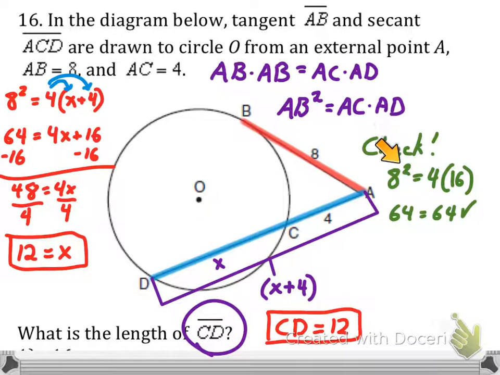Now I want to check that. Now to quickly check that, if CD is 12, then I know the whole length of the line segment is 16. So 8 squared must equal 4, which is the outside, times the whole length of the line segment, 16. 8 squared is 64. 4 times 16 is 64. Check. We're good.